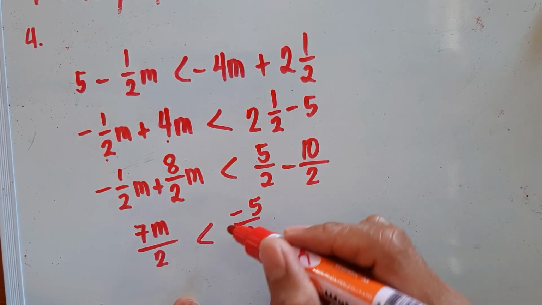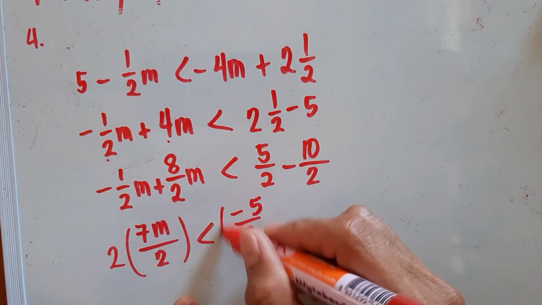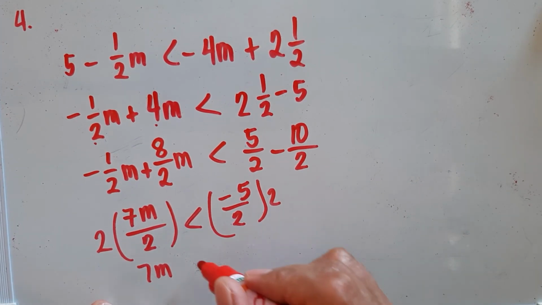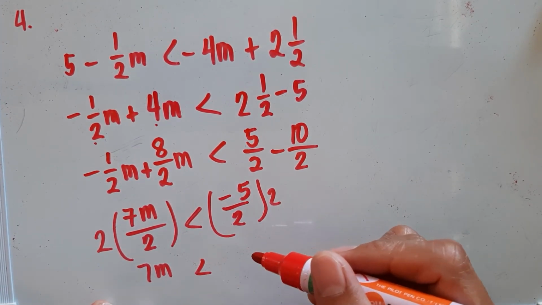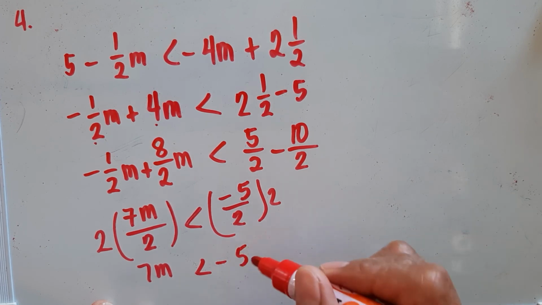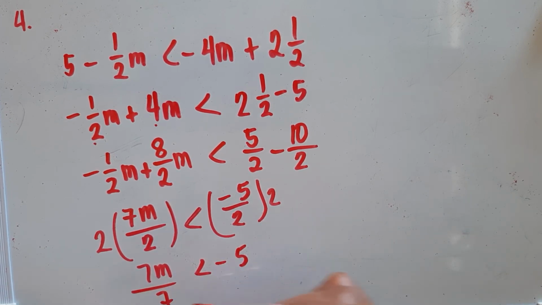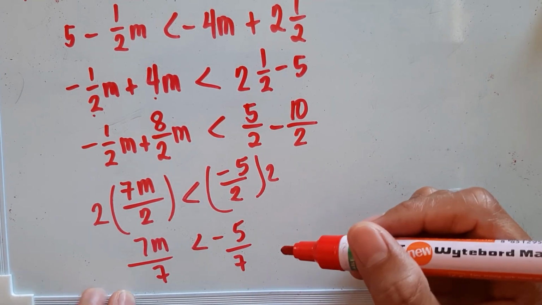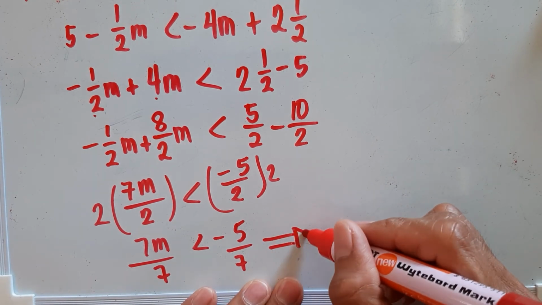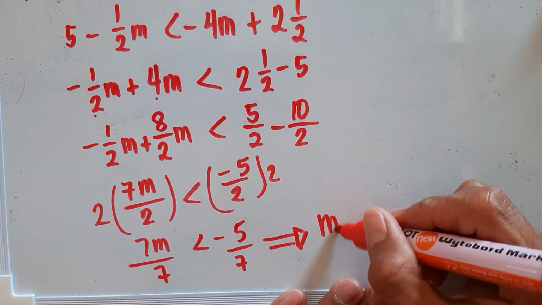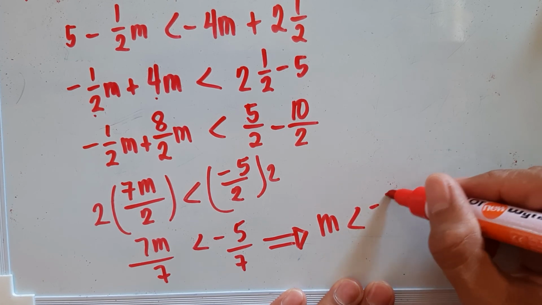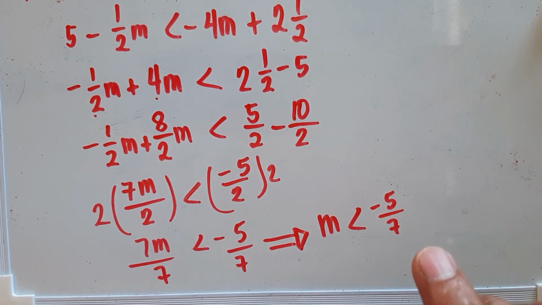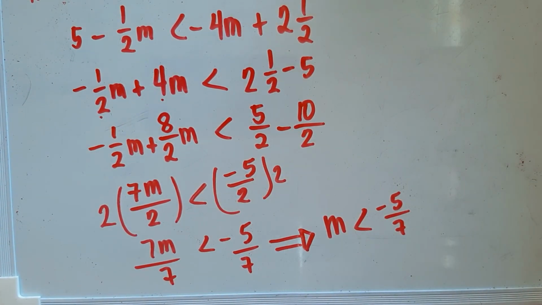Now I want to get rid of 2 by multiplying both sides by 2. That's going to be 7m is less than negative 5. Divide both sides by 7. I'll write the answer here so you do not get confused. m is less than negative 5 over 7. Okay, so solving this linear inequality, the solution is like that.